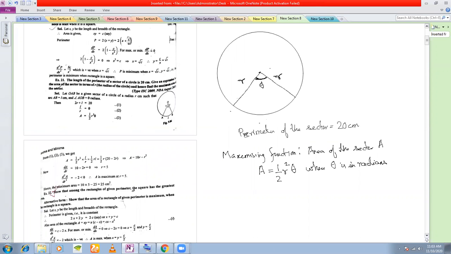One more relation I had given: if the radius of this circle is r and this angle is theta, what is the length of this arc here? The length of this arc is r theta, from your class 11 trigonometry knowledge. So the maximizing function is this. Next, what is the auxiliary function here?